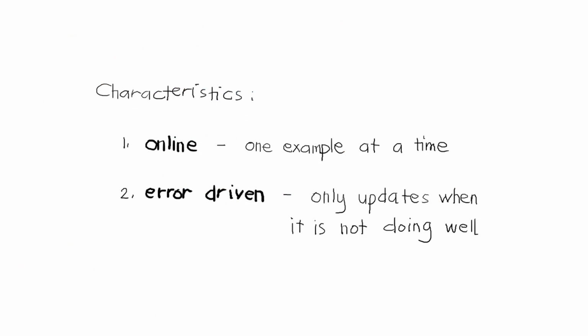So there are two main characteristics of the perceptron algorithm. So first, it is online. So what it means in this case is that it only looks at one example at a time. So in our KNN and other algorithms, it looks at all the examples at the same time.